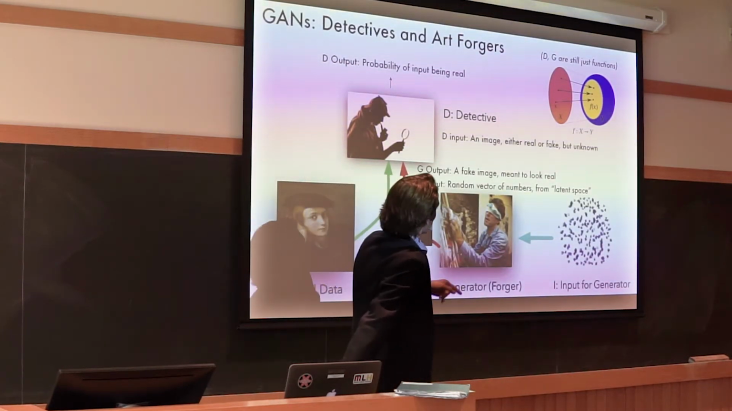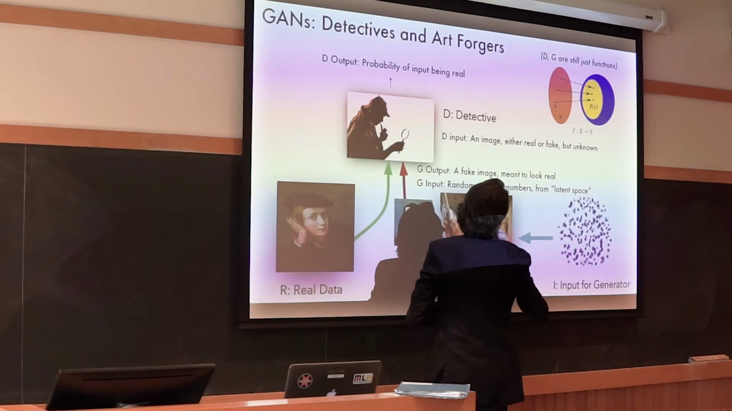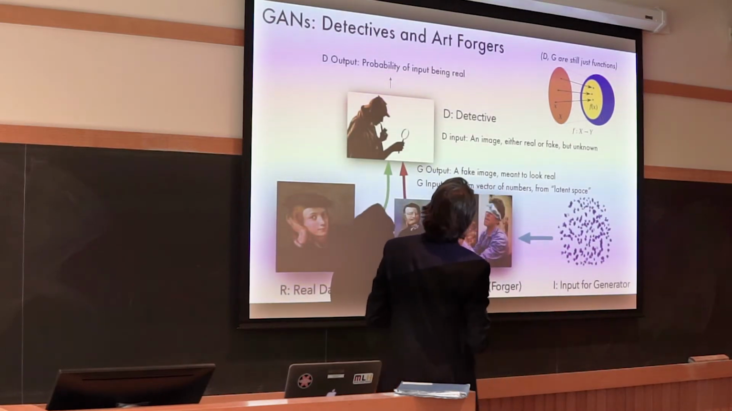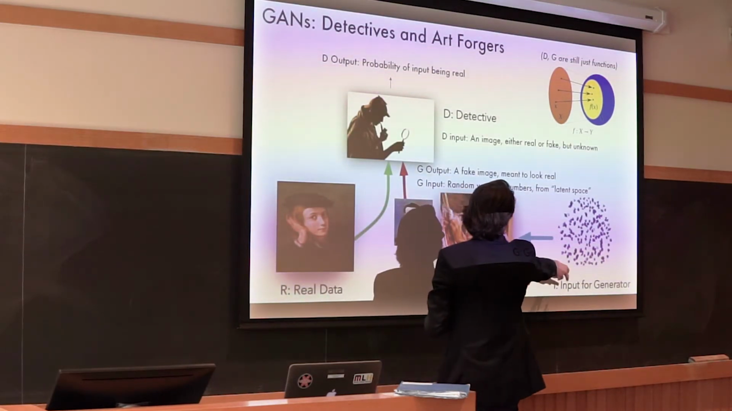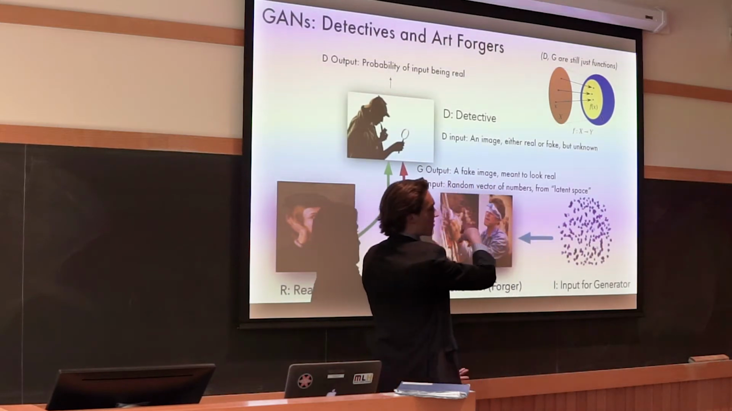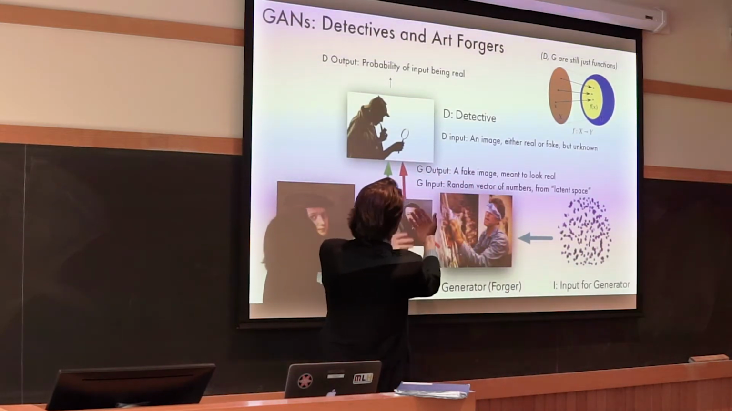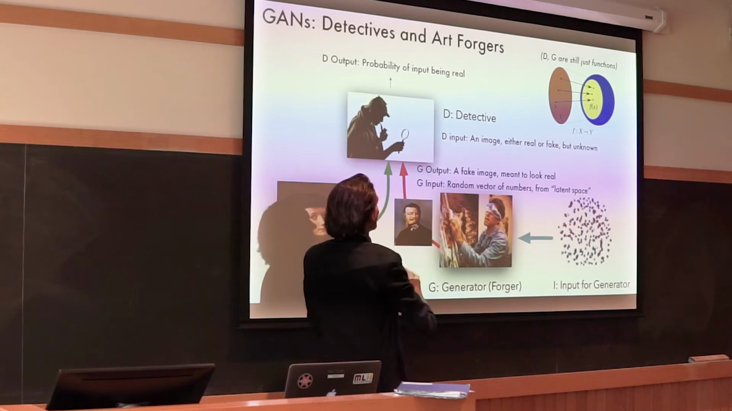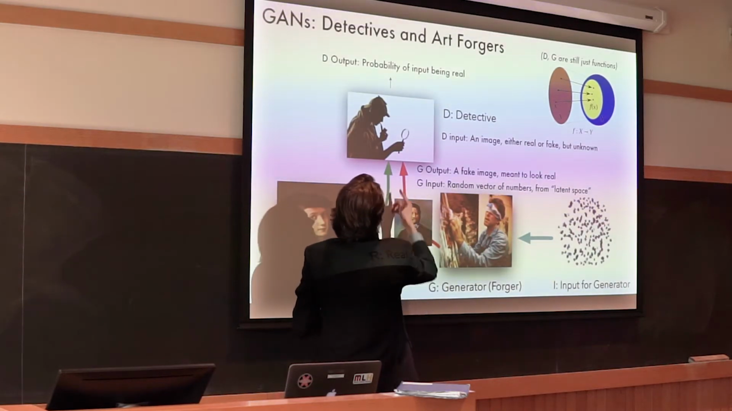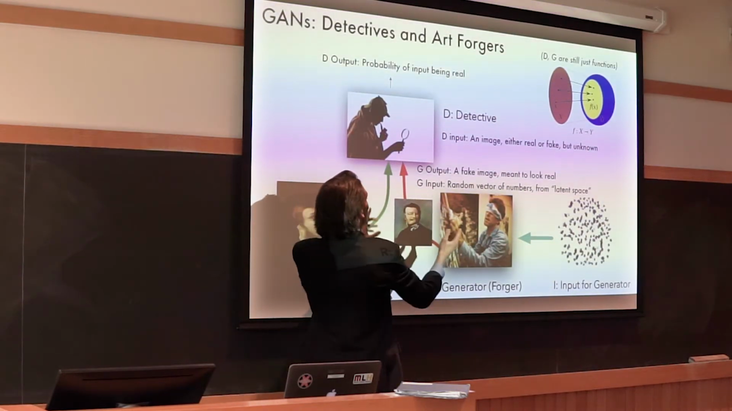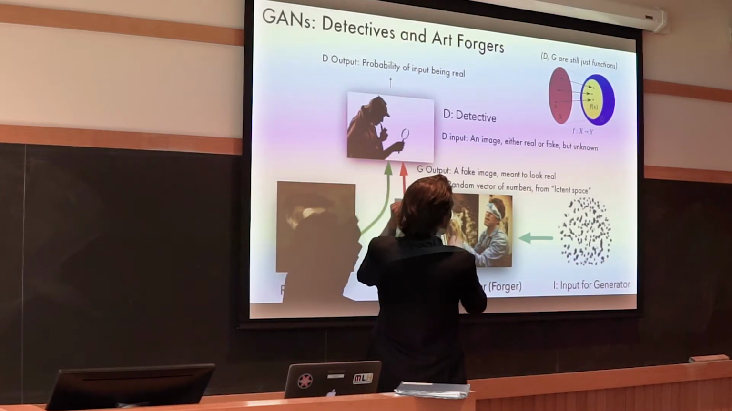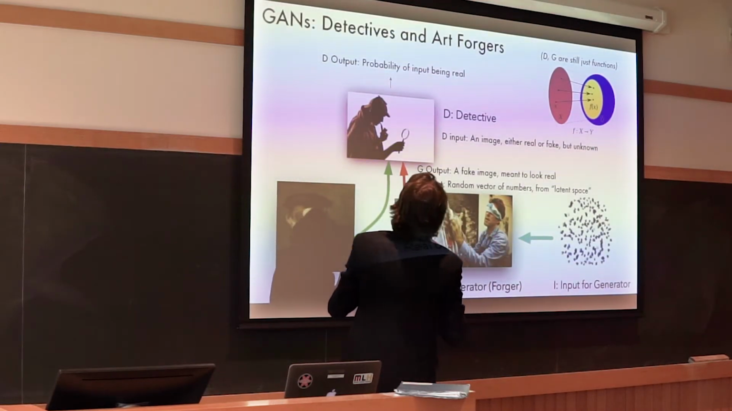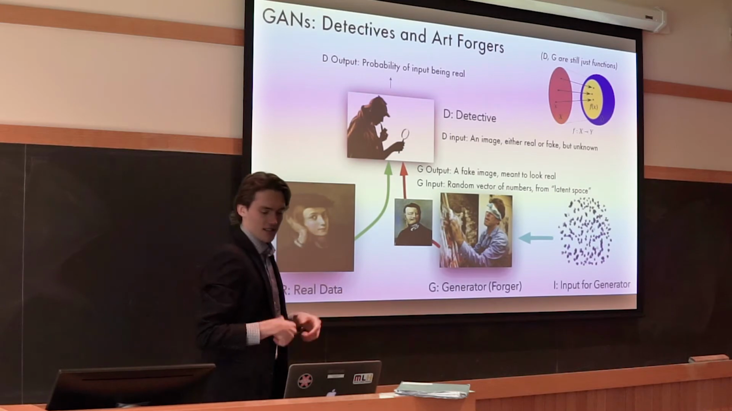What are the inputs to this? It has random noise from a latent space that I'll talk about more later. But basically it transforms random numbers, a vector of random numbers, into some image that hopefully looks like a real painting, which is then one of the inputs to that. So the core idea is that they're competing, and in their competition, they learn.